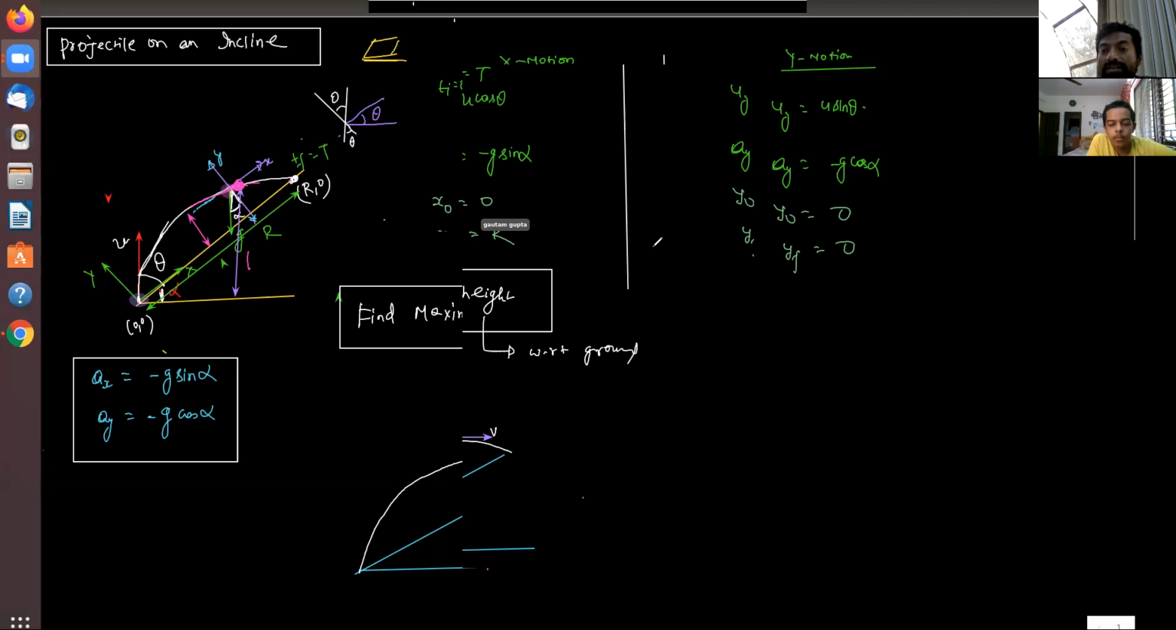Suppose your chosen axes x and y are like this, right? So what condition will you impose so that your velocity is like this? This velocity vy is not 0 because your y-axis is like this. It still has a component. Are you getting me?